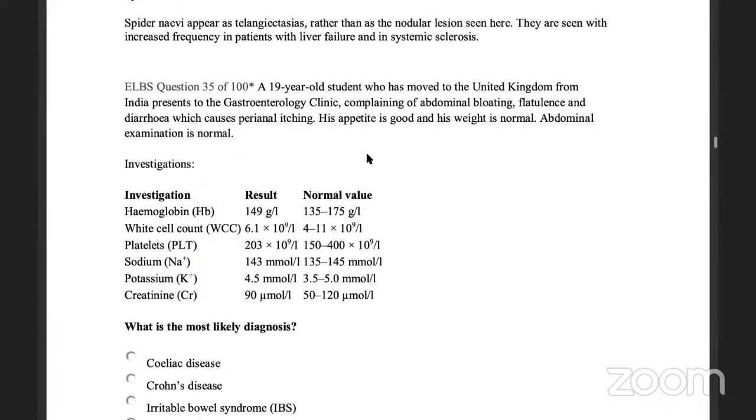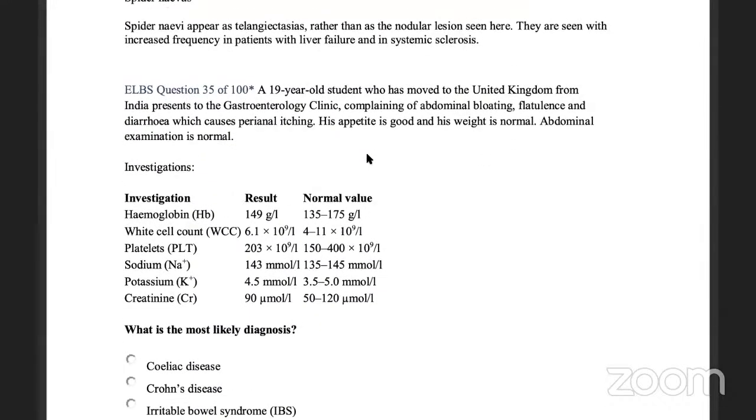What is the most likely diagnosis? A 19-year-old student who has moved to the UK from India presents to the gastroenterology clinic complaining of abdominal bloating, flatulence, diarrhea, which causes perianal itching. His appetite is good and weight is normal. Abdominal examination is normal. So here, everything is okay. So what is the most likely diagnosis?